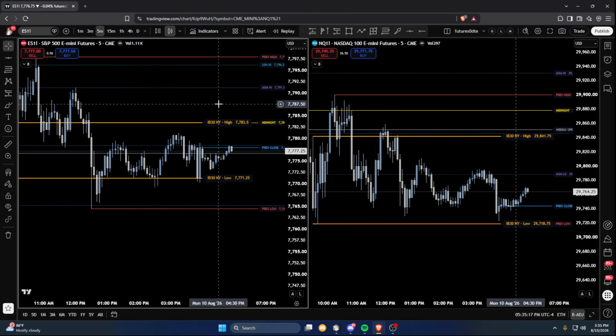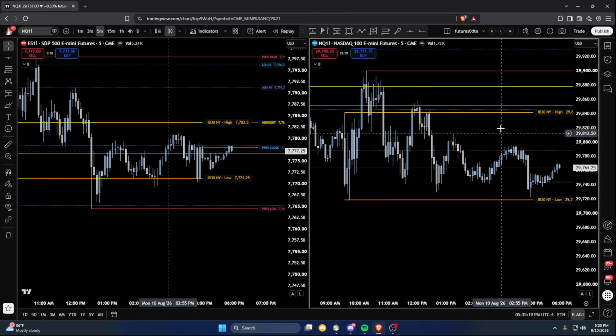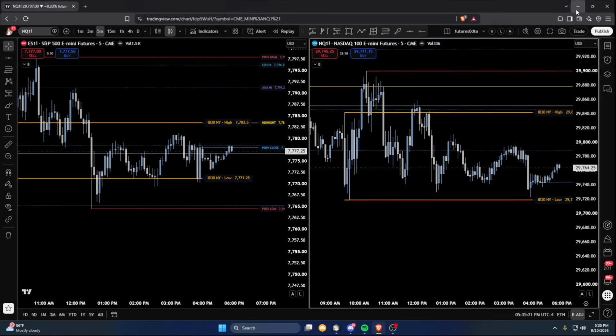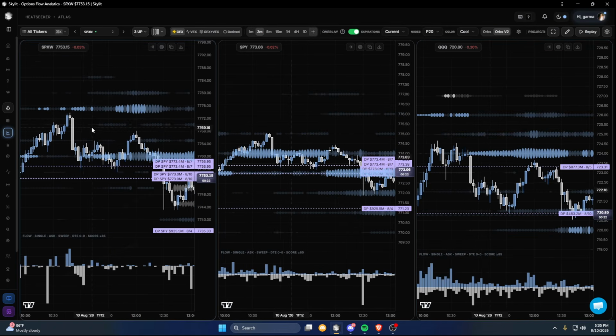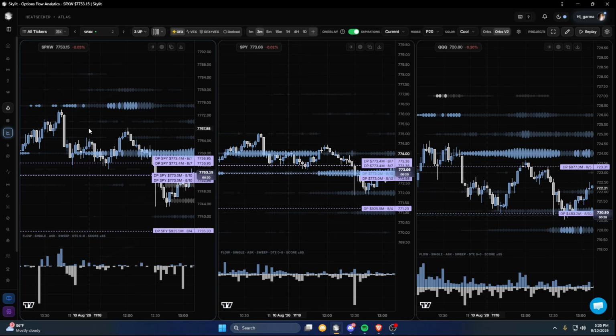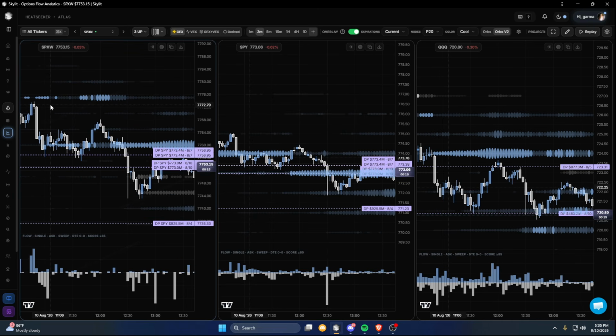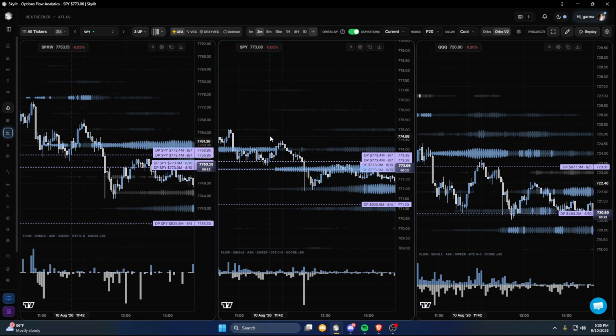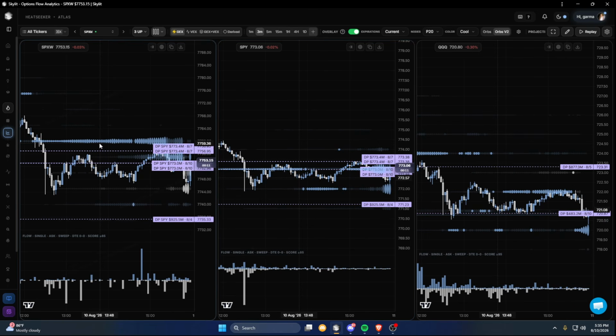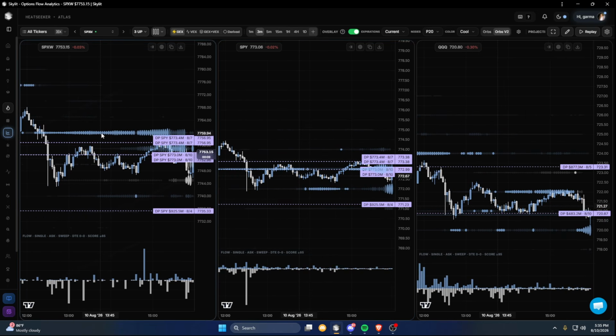So that was that. That was a good setup. I saw it was pretty clean with the ceilings rolling down. So those are kind of my 2 main trades for today. I took some scalps here and there where I saw some stuff that confirmed itself on order flow.